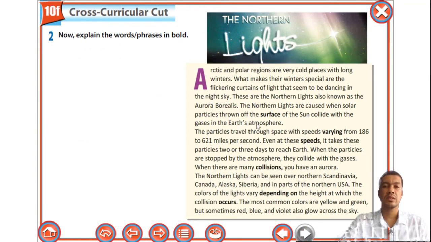Moving on, we need to explain some of the words in bold. Some of the words that we need to explain is surface, and I don't need to get too deep into that. When solar particles are thrown off the surface of the sun, they collide with the Earth's gases. When it travels to and hits the Earth's atmosphere, you know that we are protected by the ozone layer. So when some of these particles enter through the ozone layer, that's the surface they are talking about.